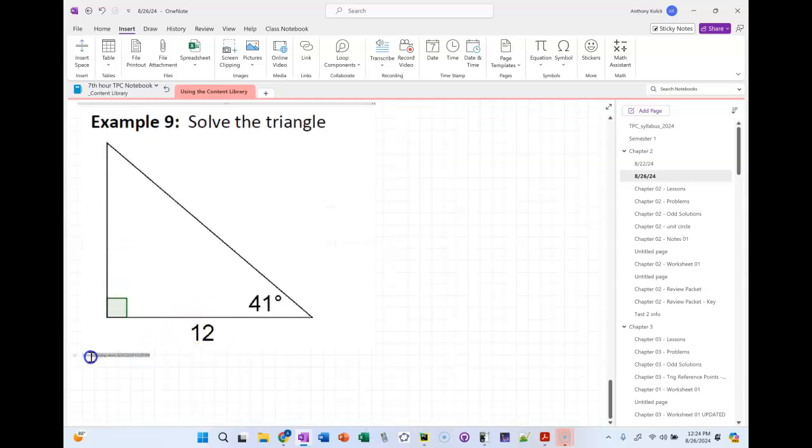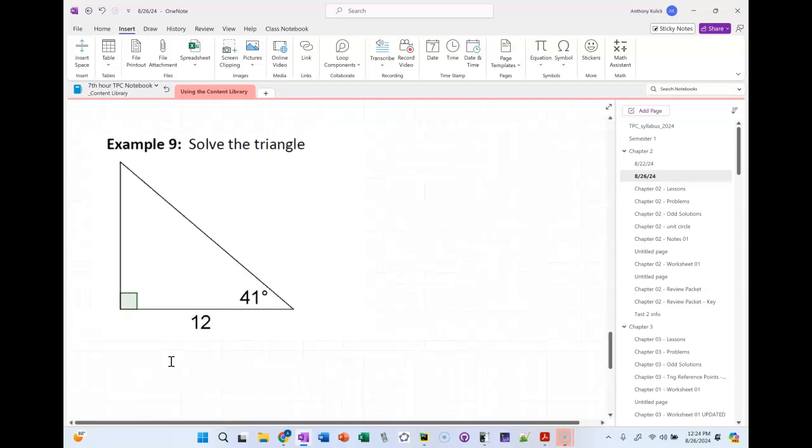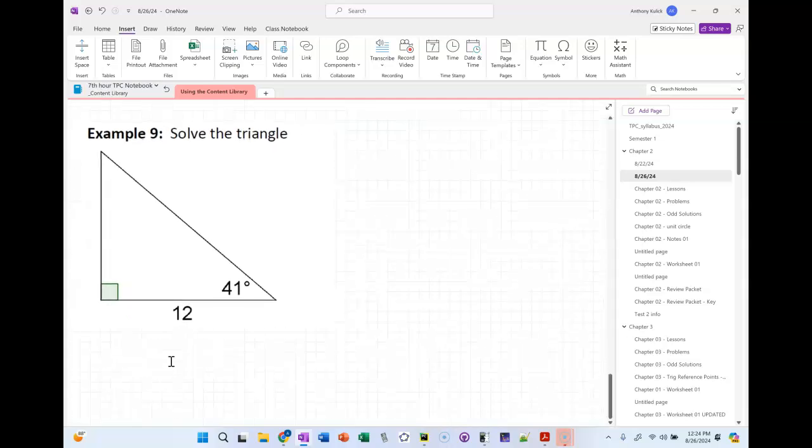So our last example says solve the triangle. What does the direction solve the triangle mean? That should be a direction we recognize from geometry. Find all the sides and angles. Perfect, yes. Find all the sides and all the angles. Wonderful.